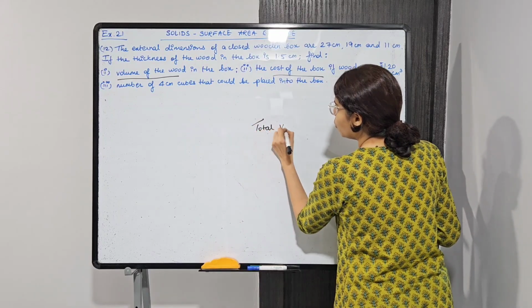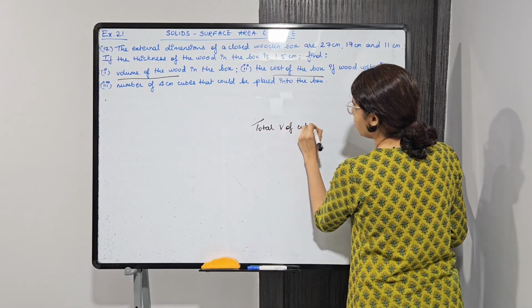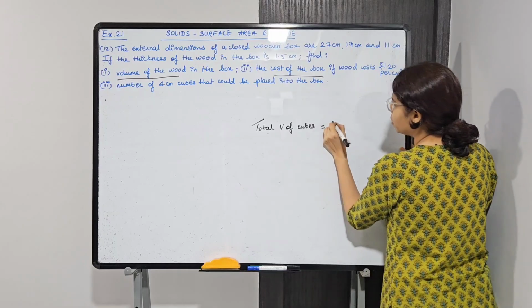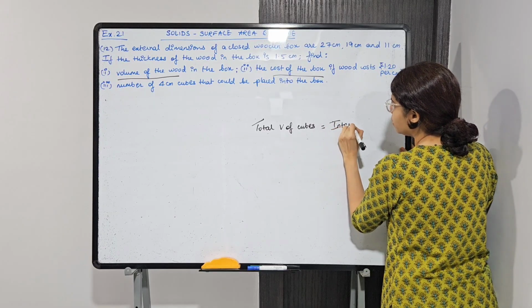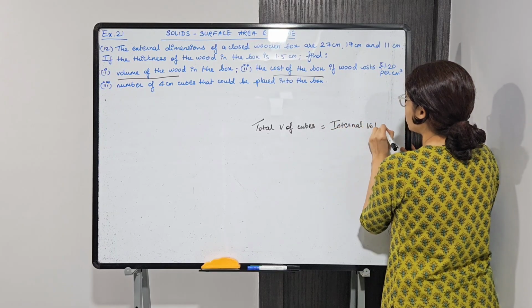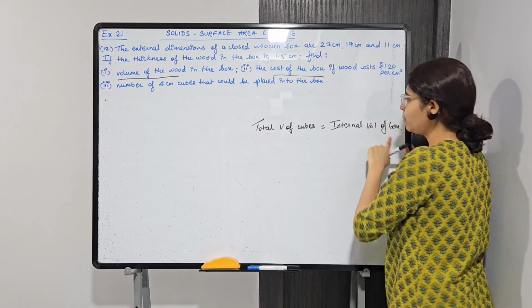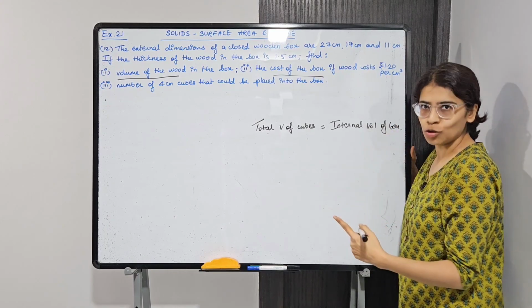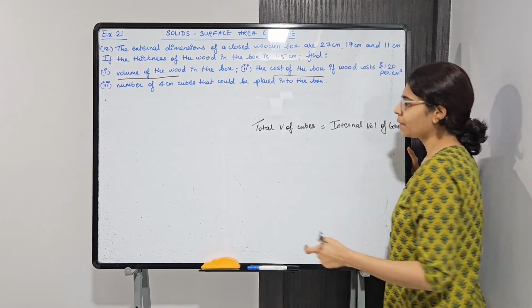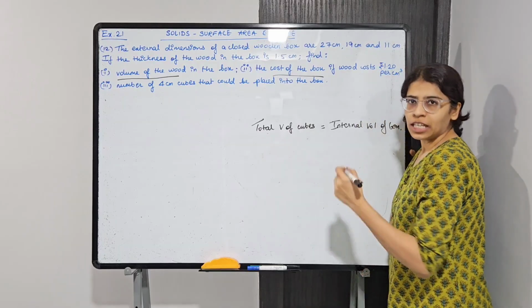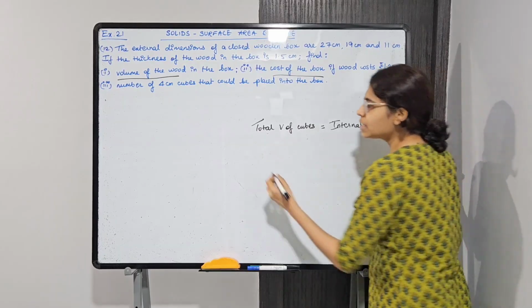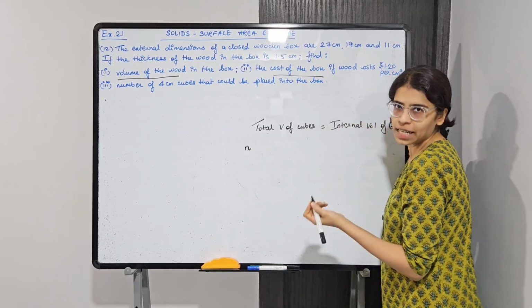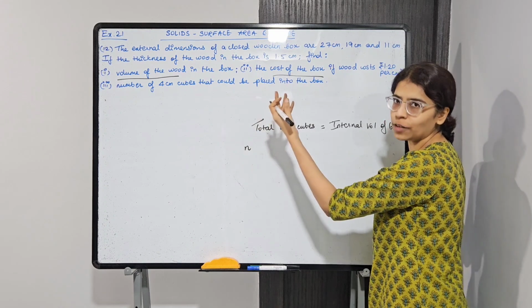Total volume of the cubes is equal to the internal volume of the box, right? Because you're placing them inside, so internal volume comes into the picture. Okay, total volume of cubes क्या होगा? Let's say n number of cubes है. We don't know how many cubes are there, we need to find out, right?